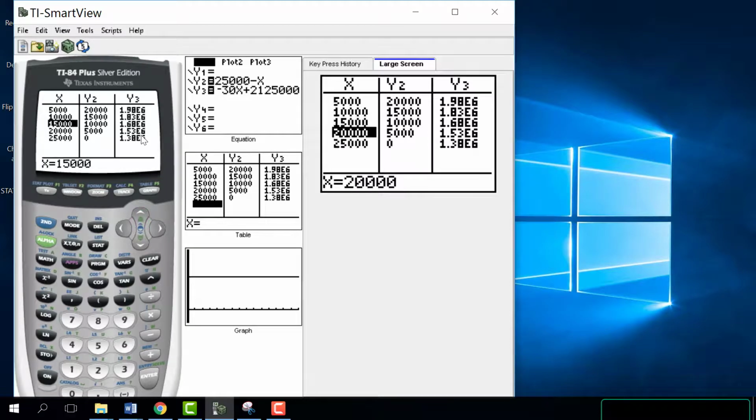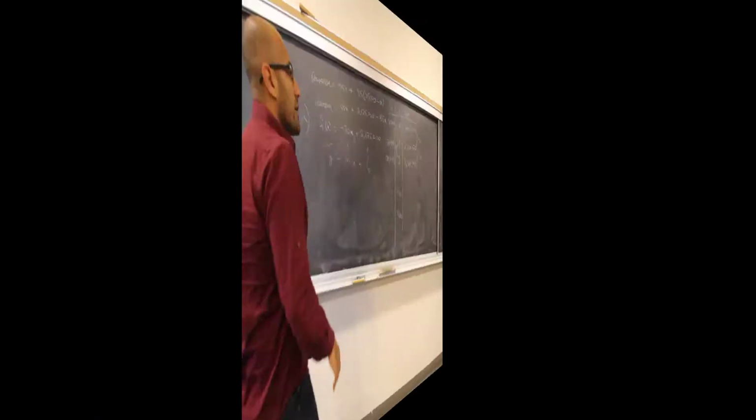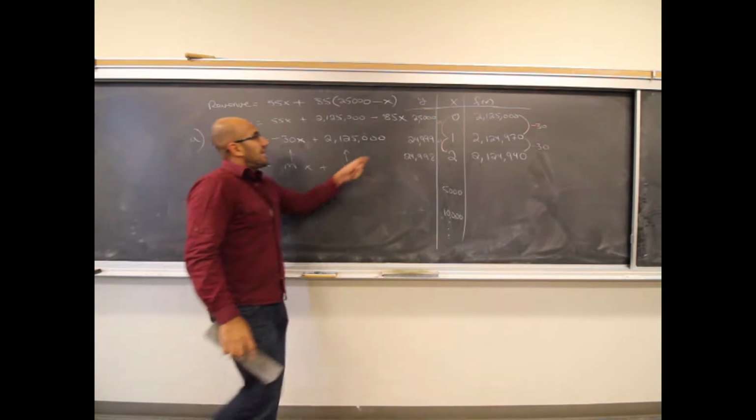Okay, so let's go through these. This is the case when we sell 5,000 $55 tickets. Therefore, we sold 20,000 $85 tickets, and the total revenue was $1,975,000. Down here, this is the case where we sold 20,000 tickets for $55, only 5,000 tickets for $85, and our total revenue was $1,525,000. And finally, this case down here, this is the case where we sell all 25,000 tickets for $55 each, 0 tickets for $85, and we got a total revenue of $1,375,000.